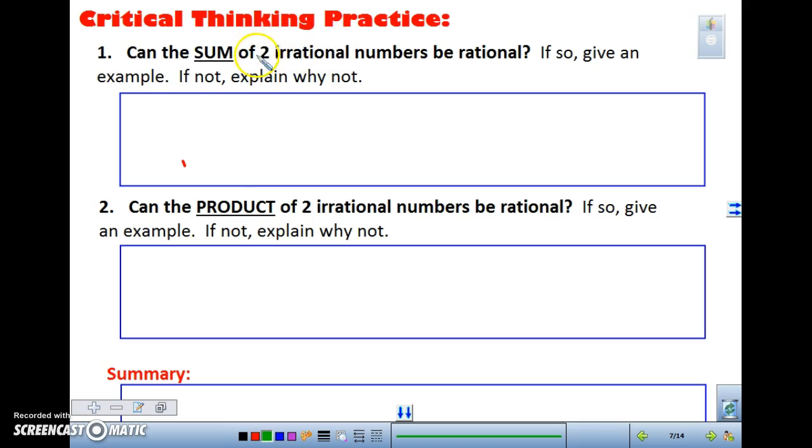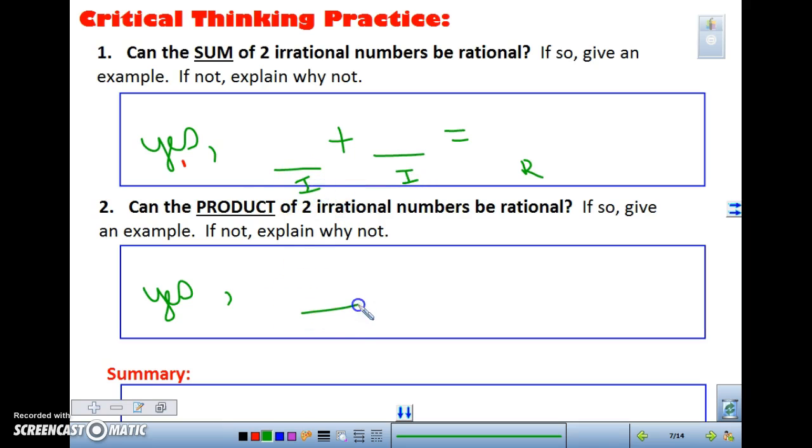When we sum two irrationals, the answer here to both of these is yes. And I want you to pause the video and try and come up with what you think could be the two irrationals that when you add them, when you sum them, it equals something that is rational. So this is going to be your two irrationals.